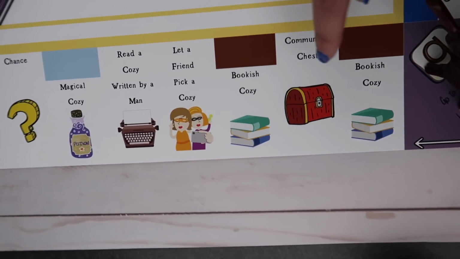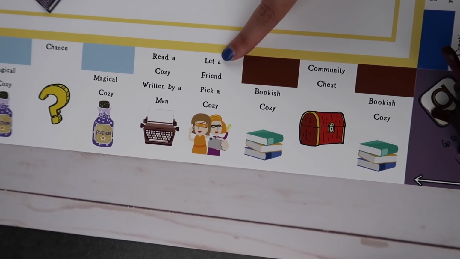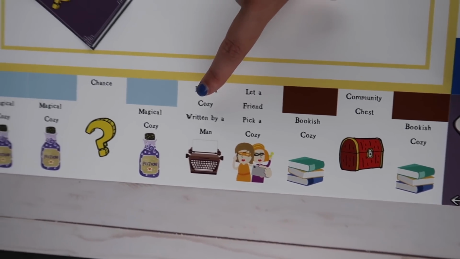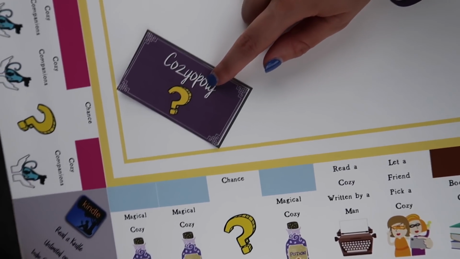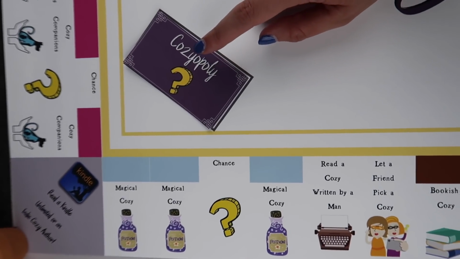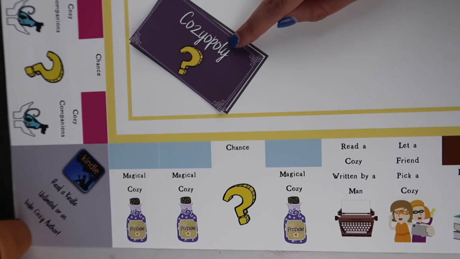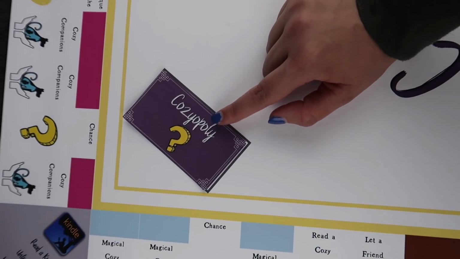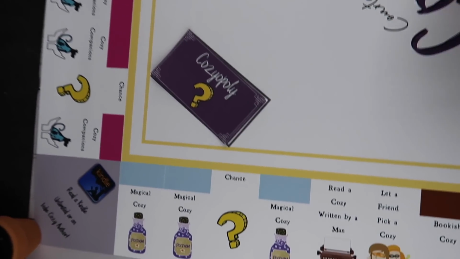So we have bookish cozies. Then there's this one, let a friend pick a cozy. Read a cozy written by a man. We've got magical cozies. We have Chance, which has 2 cozies in here that I can't wait to read. And then it's got 2 cozies in here that I was really super hyped and stoked about, but that my excitement for them has sort of waned.